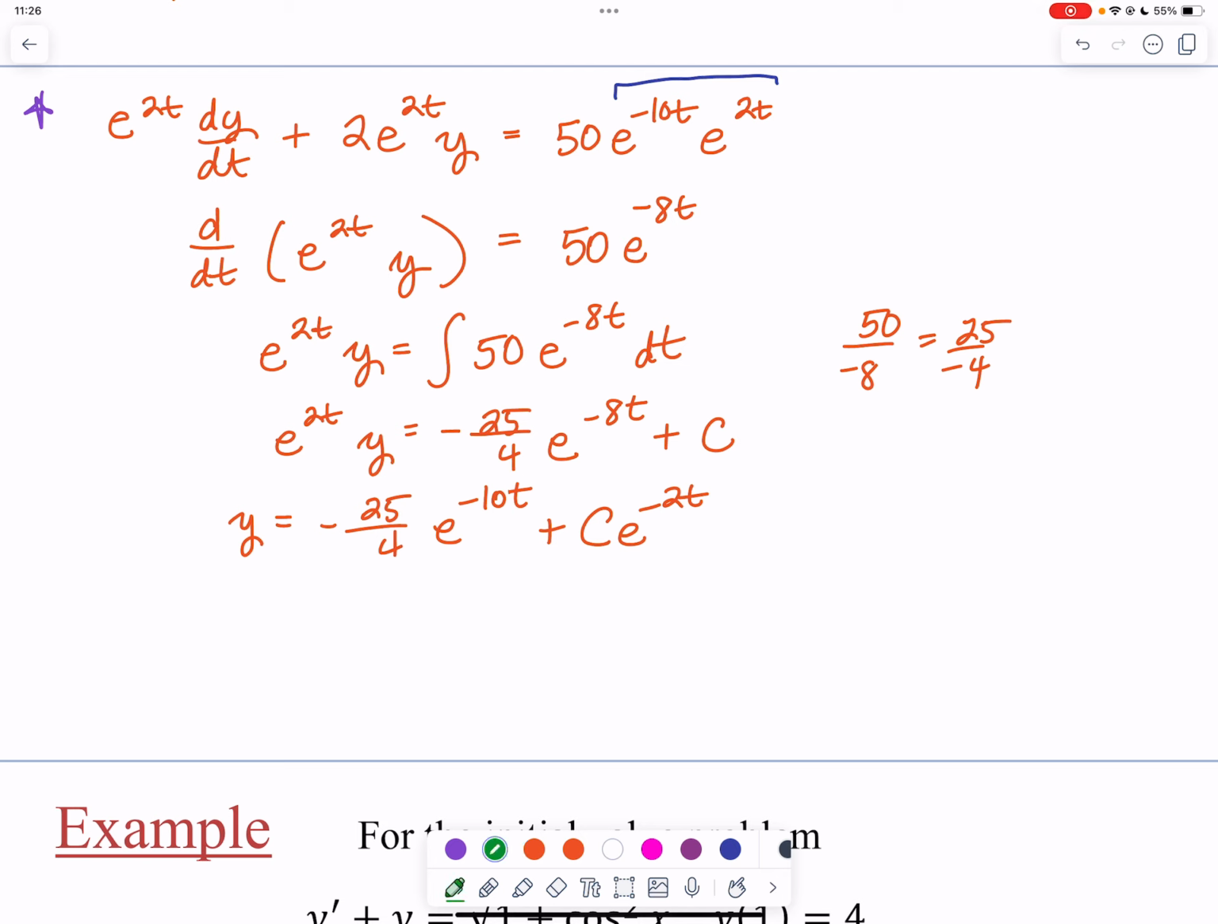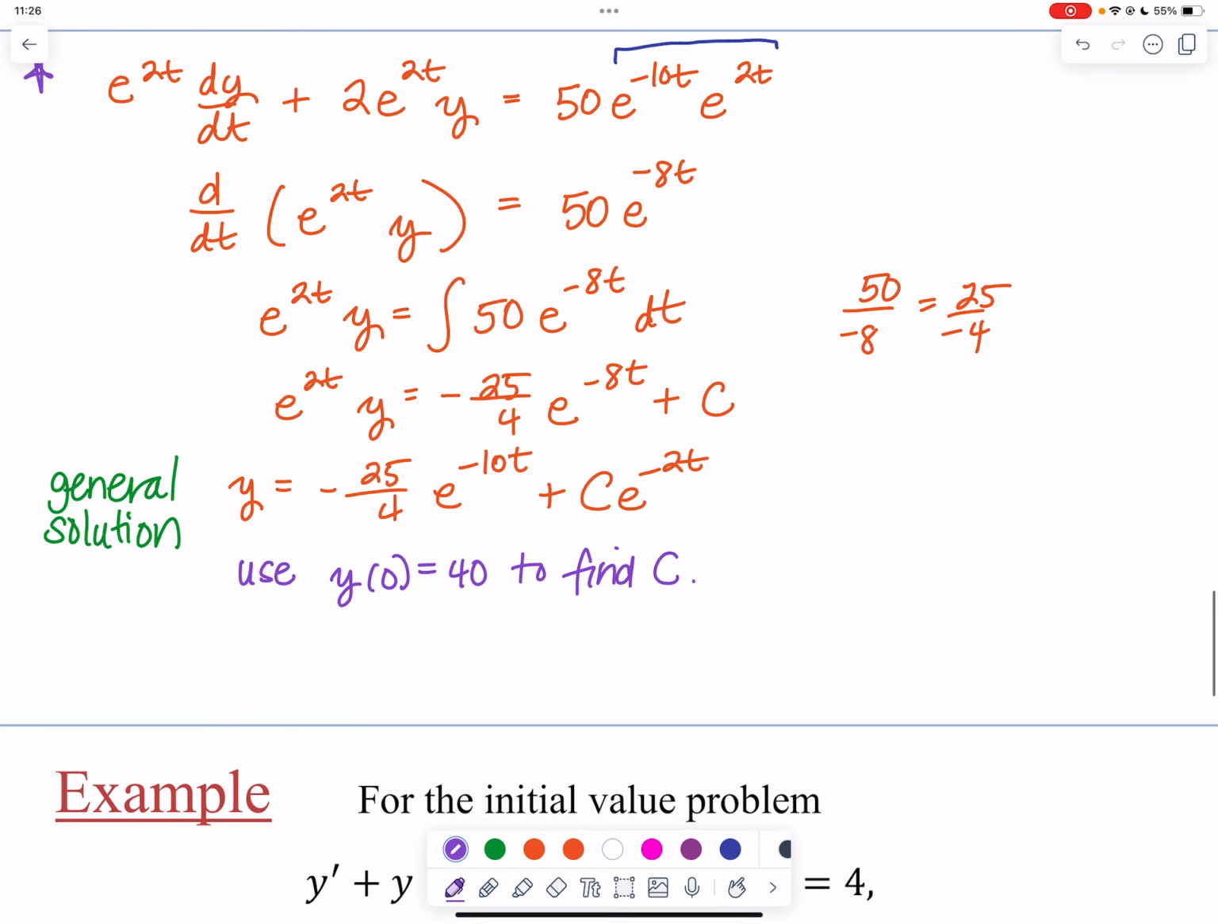So we are going to use our initial condition, which was y of 0 is equal to 40, to find c. And so doing so, we will have 40 is equal to negative 25 fourths e to the 0 power plus c e to the 0 power.